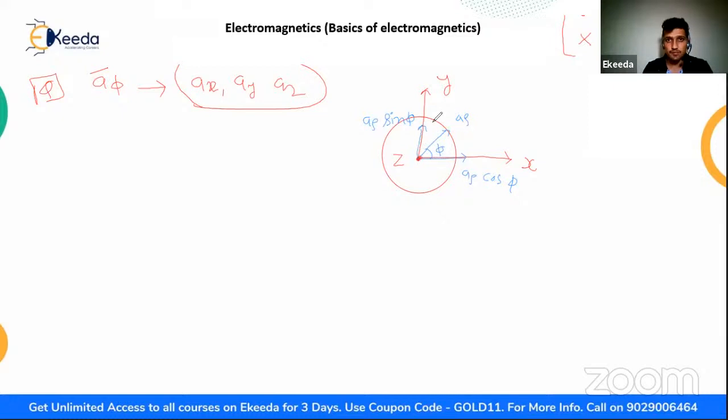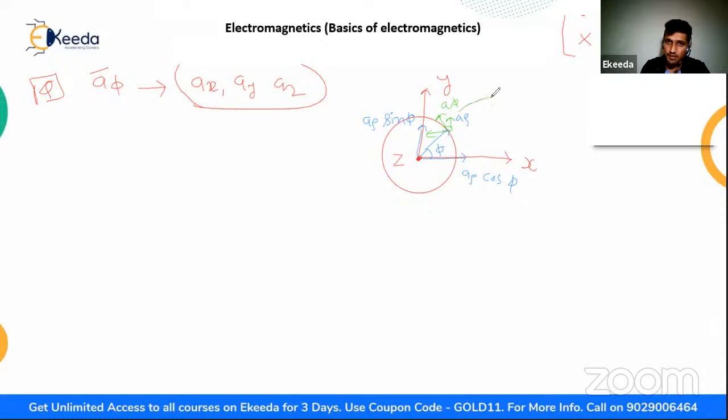Now I will take a vector in the phi direction. Suppose I'm taking this vector, a phi. I will break it up into two vectors. Since this angle is phi, this angle is also phi by alternate angles, and this is 90 degrees with the radius, because the radius makes a 90-degree angle with the tangent. So this will be 90 minus phi, and this will again be phi because these two are perpendicular.